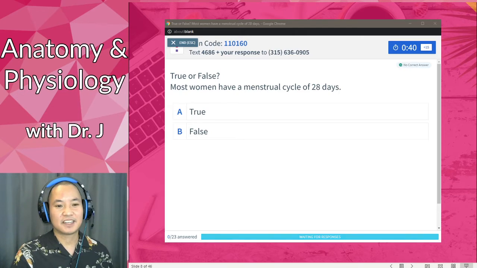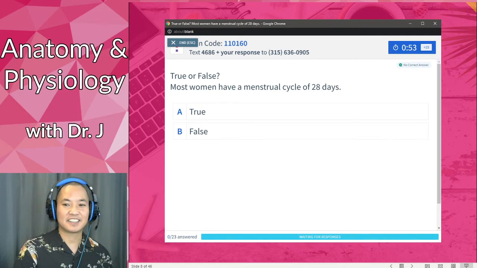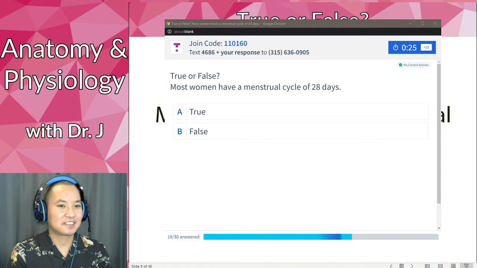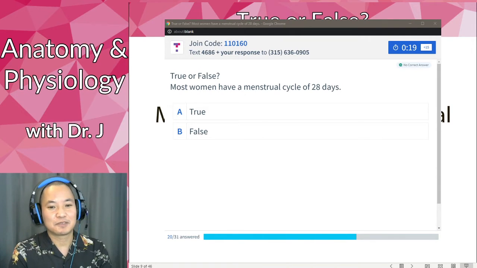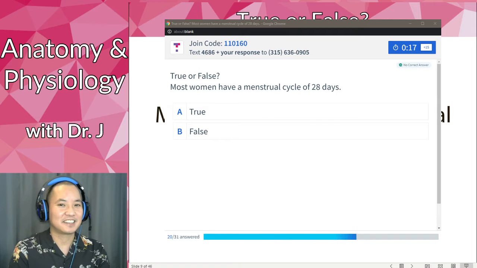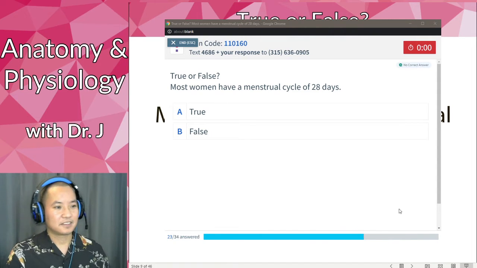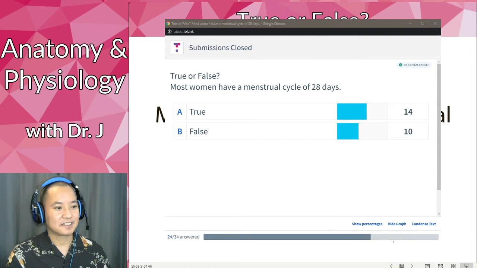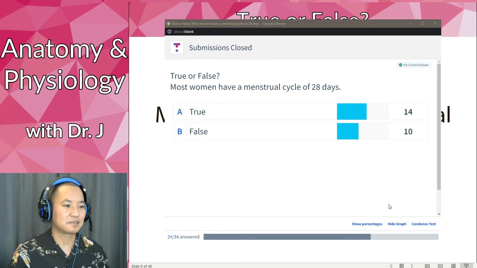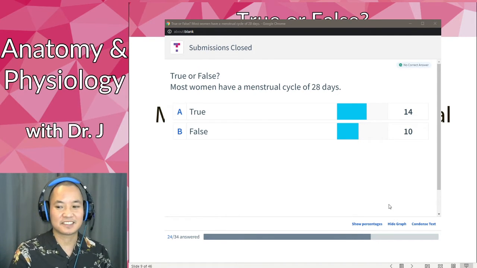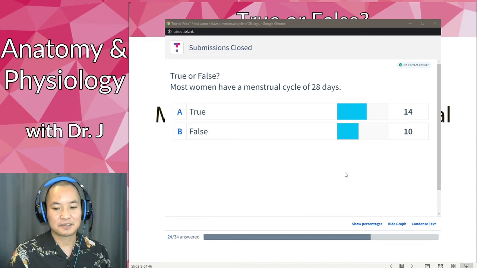True or false? Most women have a menstrual cycle of 28 days. You often hear this term thrown around, and heck, our textbook says 28 days in the figures. But is that true? Do most women have a menstrual cycle of 28 days? Okay, what do people say? Let's see the responses. So 58% say true, and roughly 42% say false. So who wins? Who is correct?